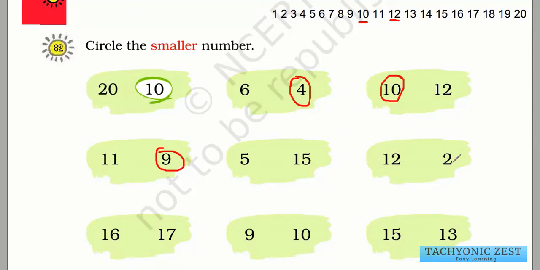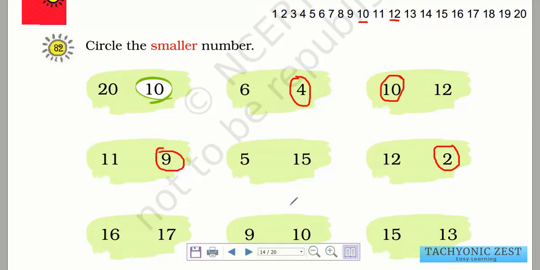Next is 12 and 2. Let us see which number comes before. Let us count: 1, 2, 3, 4, 5, 6, 7, 8, 9, 10, 11, 12. So 2 came before 12, so 2 is the smaller number. You can see 2 comes before 12. Now 16 and 17 I leave as homework for you, please do it.